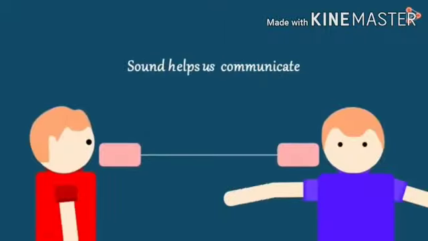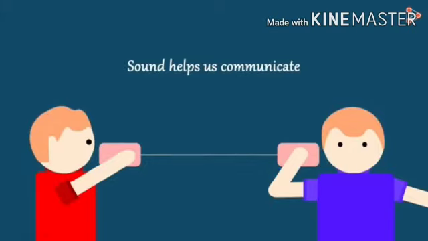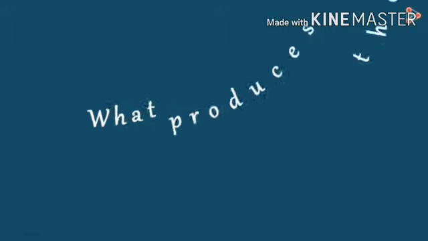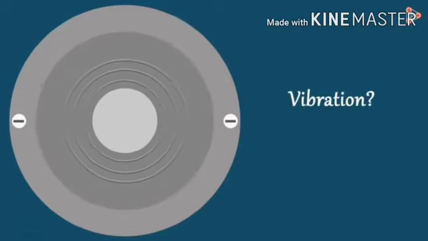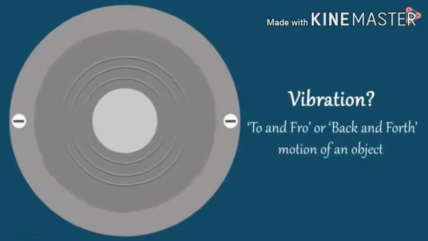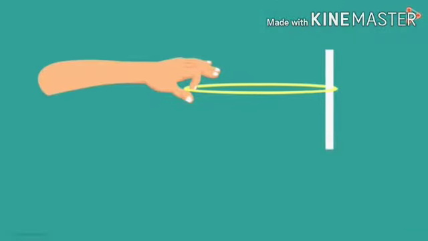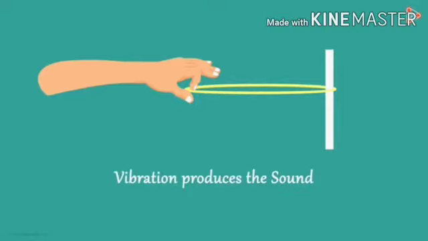What's the use of sound? Sound mainly helps us to communicate with each other. What produces the sound? The sound is produced by vibration. What is vibration? Vibrations are to-and-fro motions. For example, when you take a rubber band and strike it, it moves to and fro. So this motion is called vibration. Vibrations produce the sound.